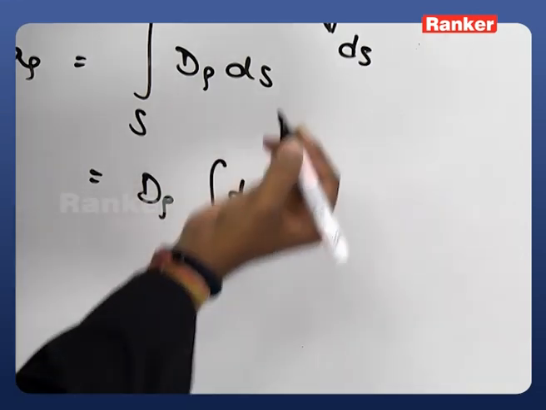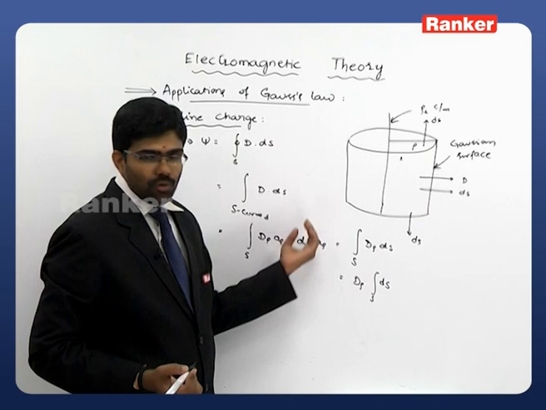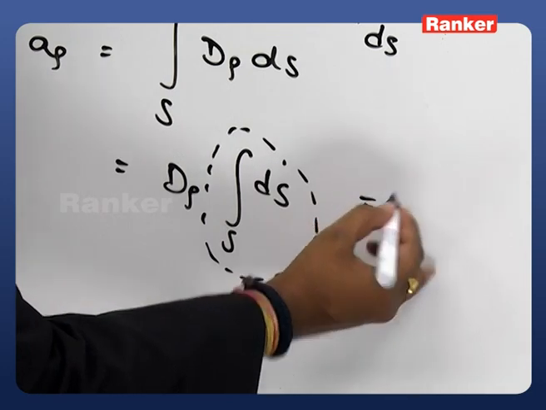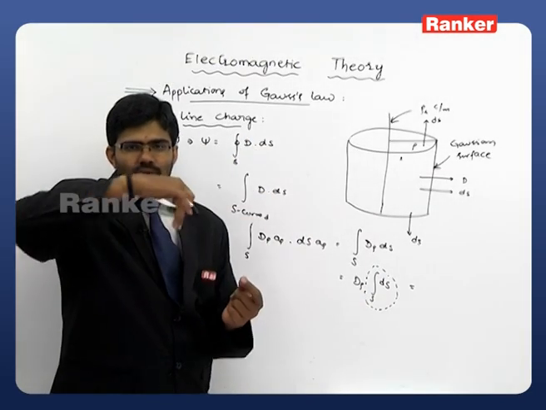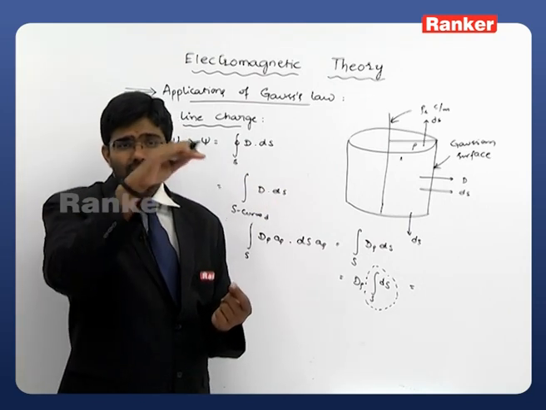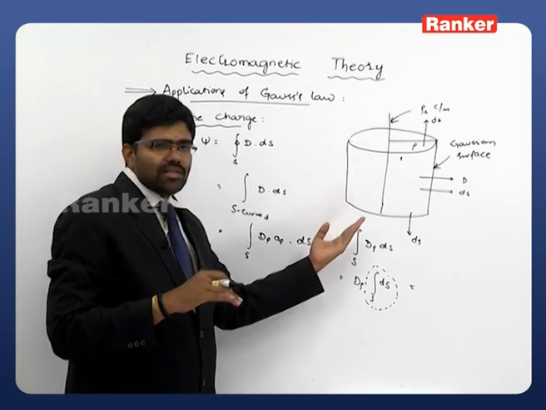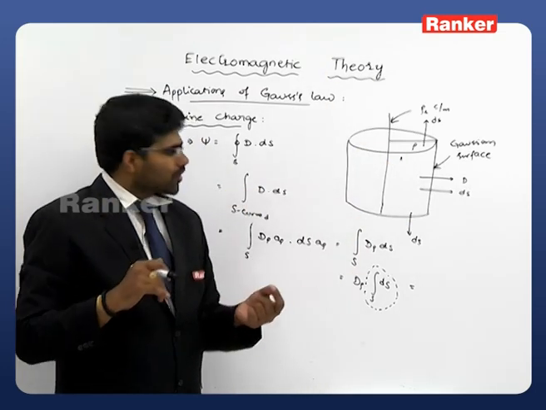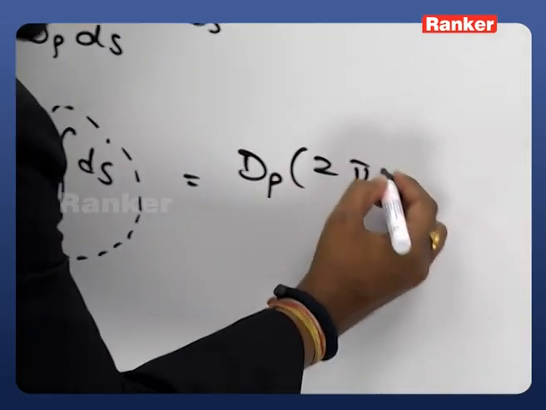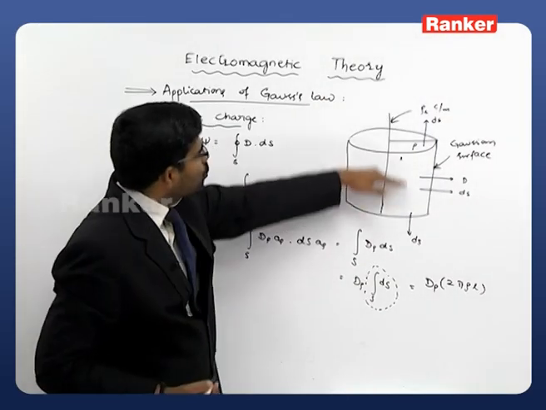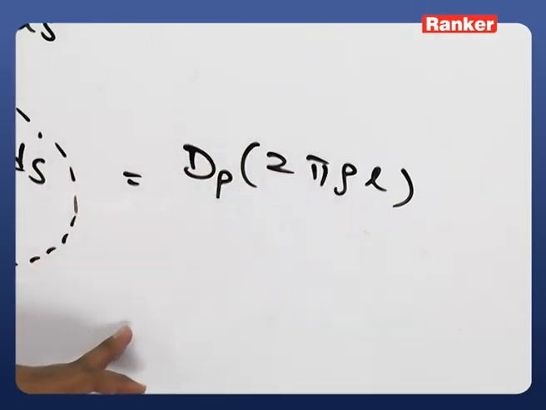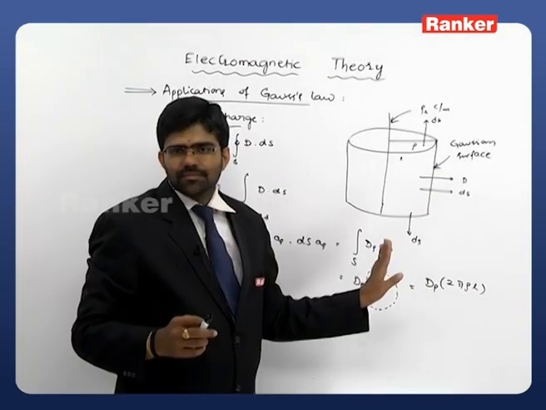the surface integral of dS. This D rho is uniformly distributed, that is why I brought it out of the integration, and the surface integral of dS gives us the total surface area of the cylinder. Just the curved surface we must consider, so don't consider the top and bottom, as we ignore them. As we assumed the length of our cylinder, or the line charge, as L, the total curved surface area is D rho into 2 pi rho L. That is our second step.